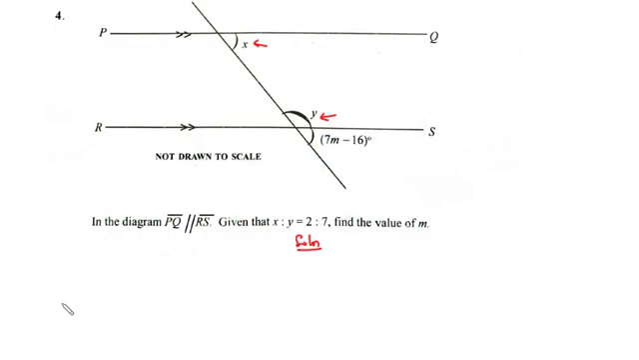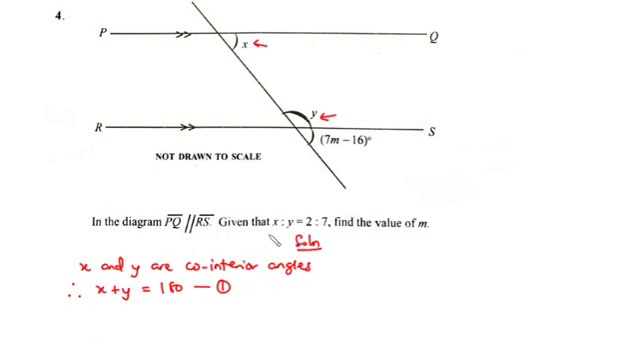So let's try to solve this question. x and y are co-interior angles. Therefore, x plus y is equal to 180 degrees. So let's call this equation 1.